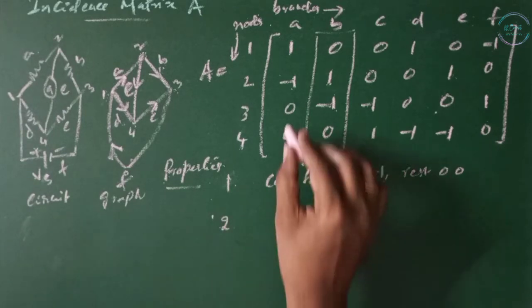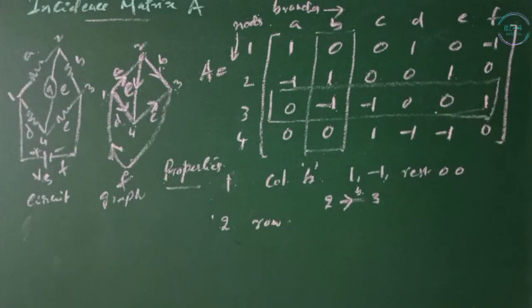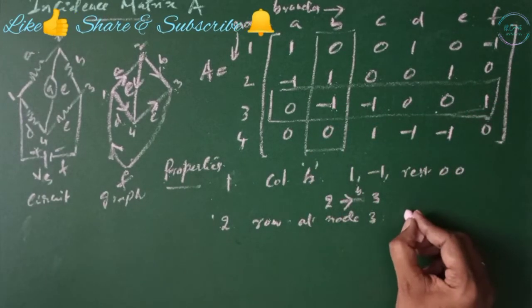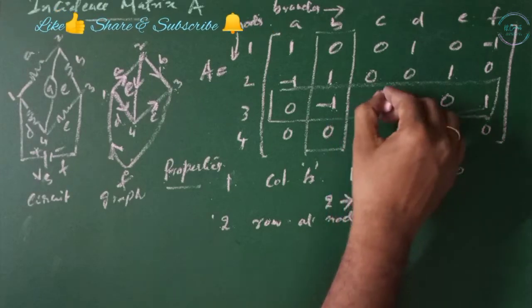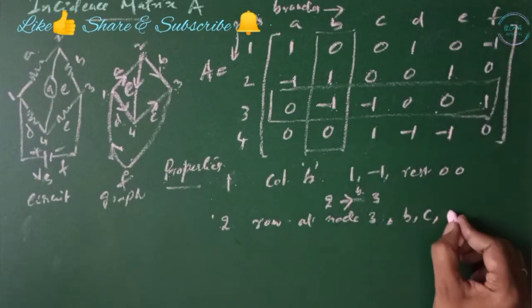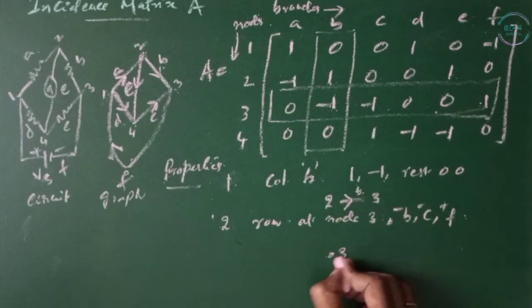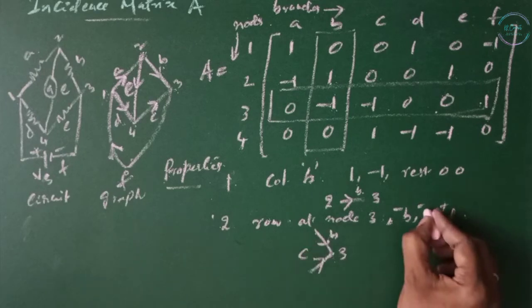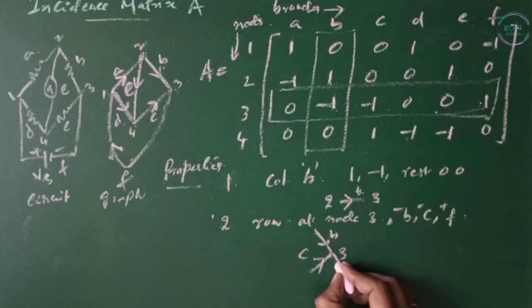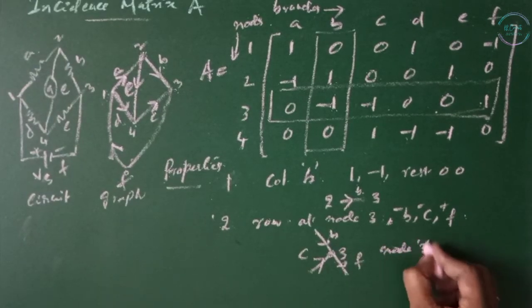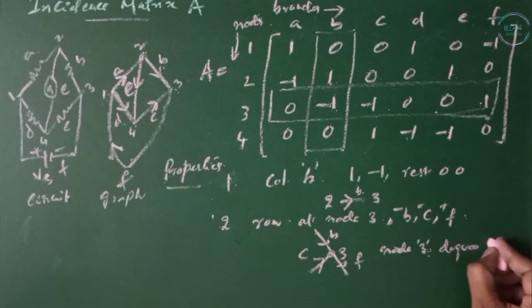Second, the row identifies the number of branches incident at the node. At node 3, we have 3 entries: B is connected, C is connected and F is also connected. Two of these are negative and one is positive. So at node 3, B is coming and C is coming since they are negative values, and F is going away. This gives node 3 a degree of 3, since 3 branches are connected at node 3.